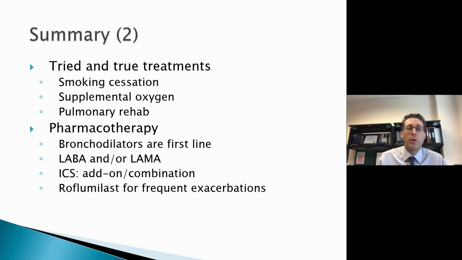Principles of pharmacotherapy to remember is that bronchodilators are first-line therapy, and that could be either a LABA or a LAMA or combination therapy. Inhaled corticosteroids should only be used to add on or in combination with bronchodilators, and to consider roflumilast for frequent exacerbations and azithromycin in selected patients, and referral to specialized centers for more advanced surgical and interventional treatments if patients qualify.